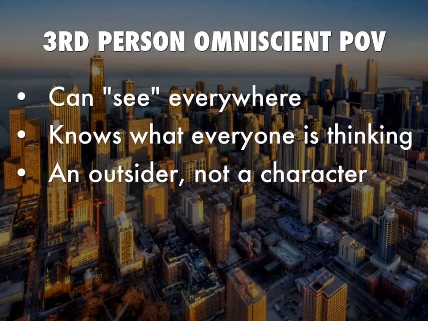Third person omniscient point of view: omniscient means all-seeing. So like in this picture, you're standing at the top of a skyscraper, you can see everything below you. Just like that, the narrator in a story can see everything. On top of that, not only can they see everything that's happening everywhere, they know what every single person in the story is thinking. They are an outsider, not a character in the story.